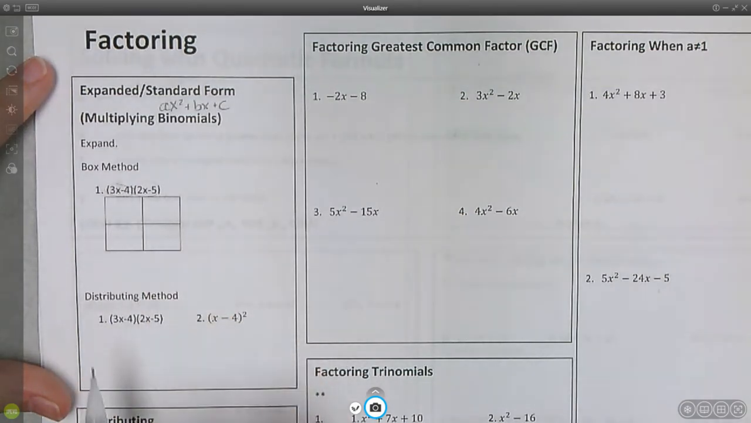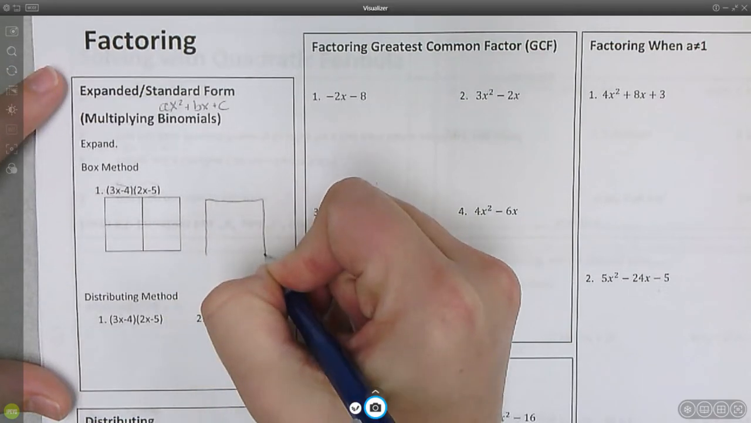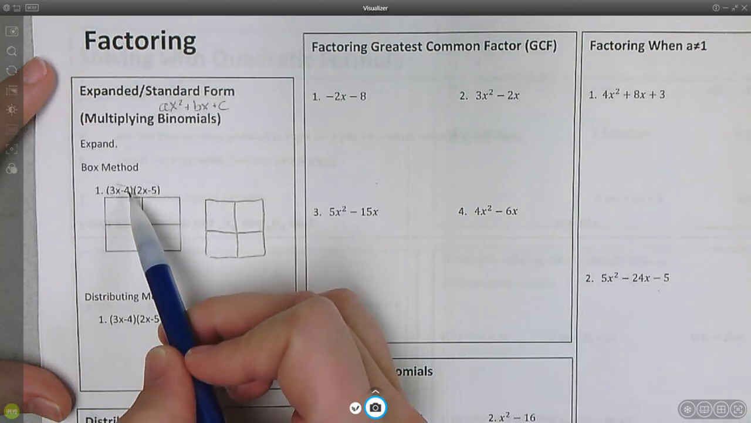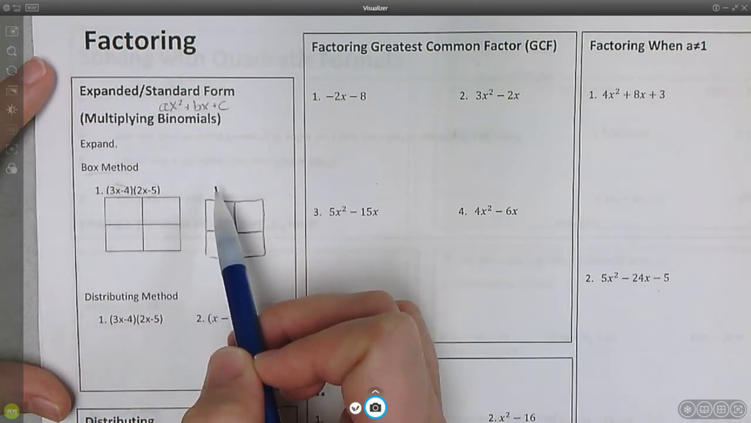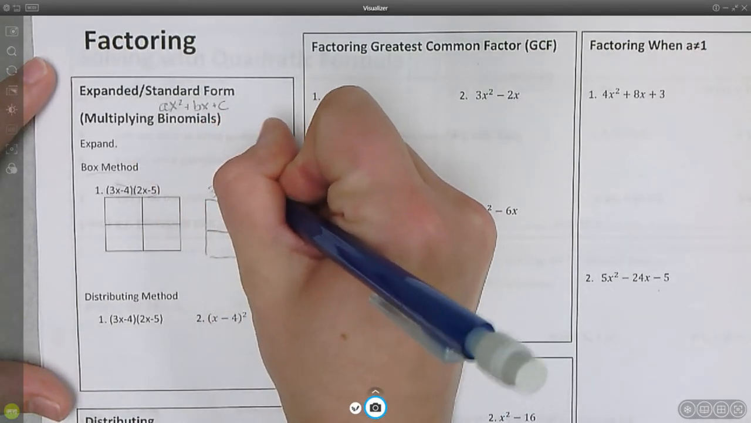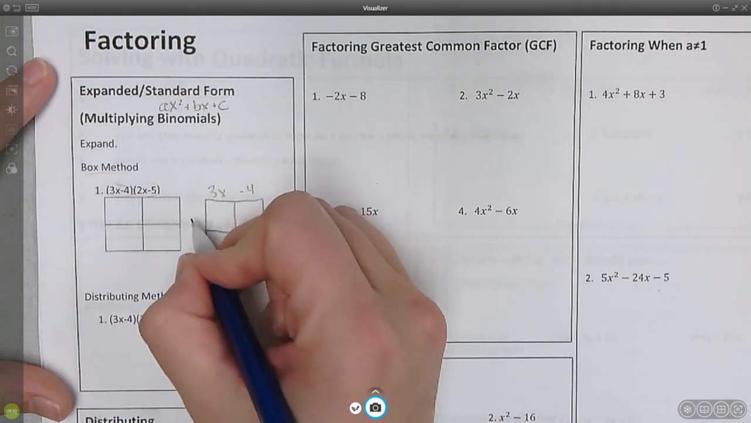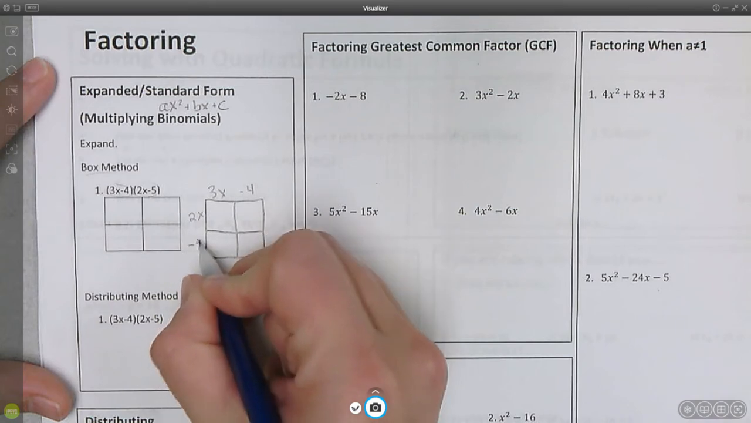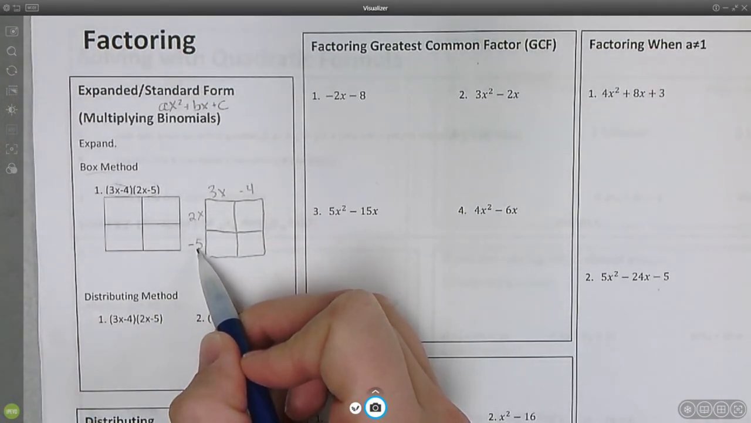And I did terrible on my spacing here. I'm going to redraw my box. So what you do is, if you're using the box method, you can take one factor and put it across the top. It doesn't matter which one. So we have 3x and minus 4. And then the other factor and put it along the side. So 2x minus 5. And don't forget the minus put in front of the 5, not on top of it here, because otherwise it's easy to lose track of.